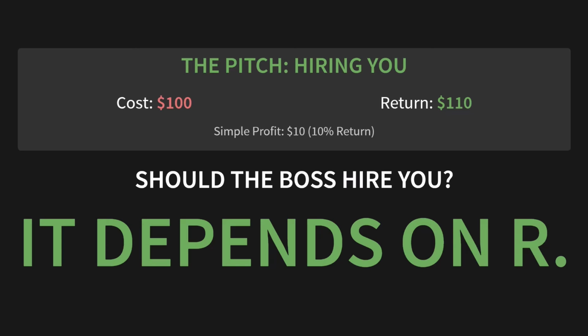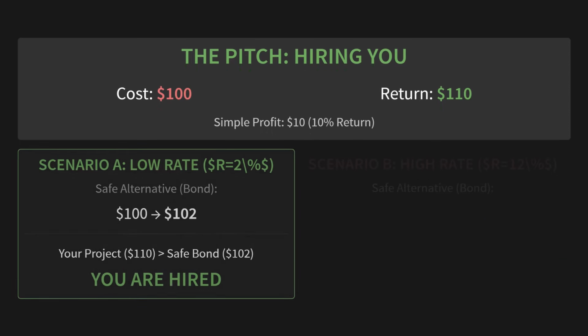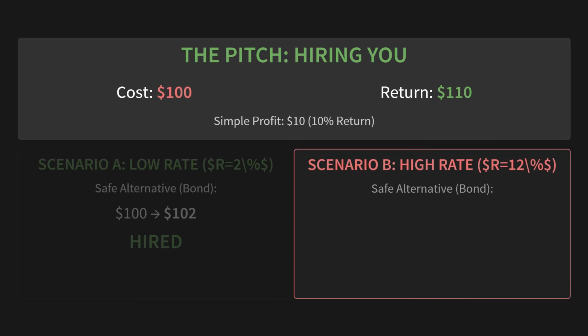They can invest that $100 in your project, or they can put it in a completely safe government bond and earn the bank rate, risk-free. Scenario A. We're in a low-rate world. R is just 2%. The safe alternative, the bond, turns that $100 into $102. Your project, on the other hand, turns it into $110. $110 is way better than $102. The decision is obvious. You are hired.